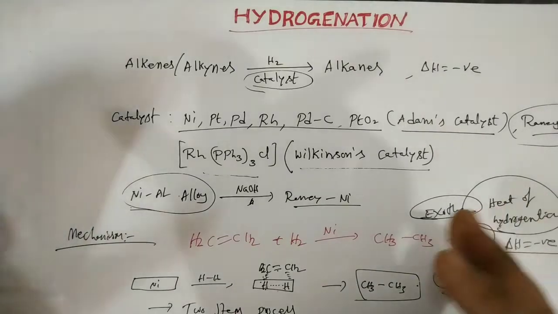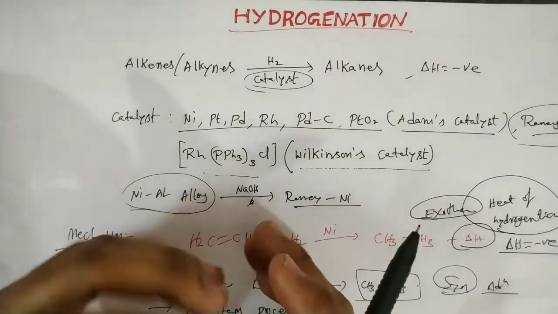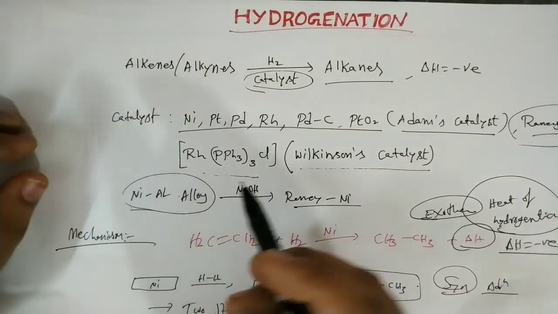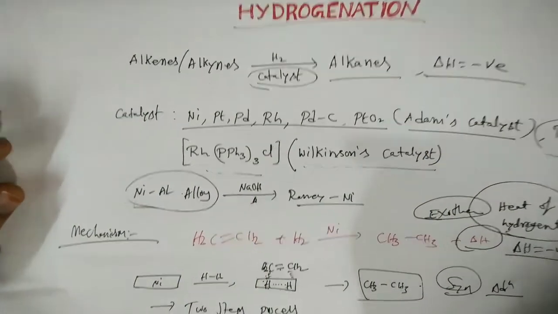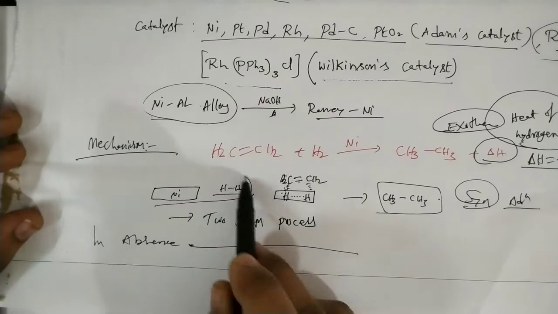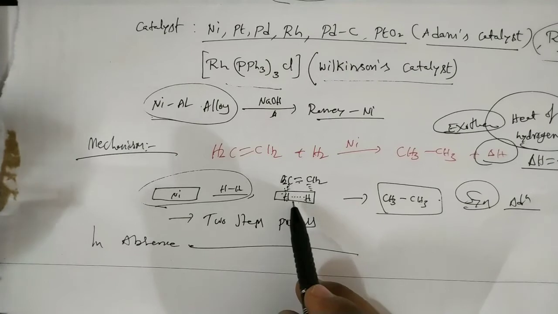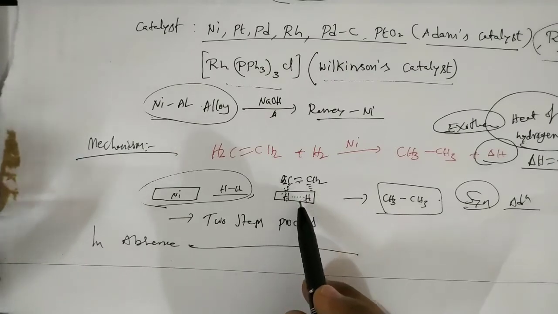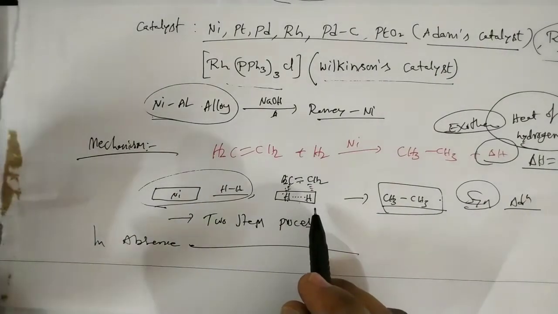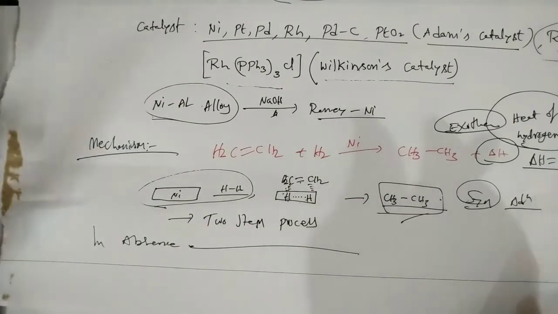So generally, hydrogenation is the addition of H2 to alkenes or alkynes. In this reaction we will get alkanes, and the addition of H2 is an exothermic reaction. That means delta H is negative, and this is an adsorption-based process. First, H2 is added on the metal catalyst, and the metal which has adsorbed the H2 approaches the alkene. Then the H2 can be removed from the metal surface and added to the alkene, so we finally get the alkane.